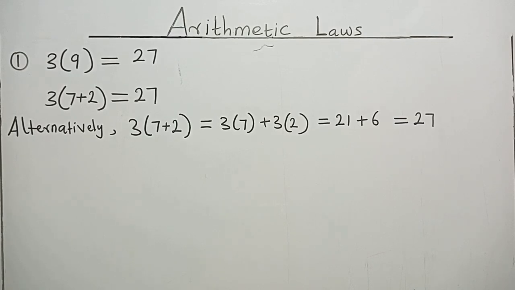And here it comes. It says, alternatively, 3 bracket 7 plus 2, which is this same number operation, this time around is equal to 3 times 7, then plus 3 times 2. So we have used 3, which is a common coefficient, to multiply the contents of the bracket. That is 3 multiplying 7, and later 3 multiplying 2. See the results here. So 3 times 7 is 21, and 3 times 2 is 6. 21 plus 6 is equal to 27. The same answer we got when we multiplied 3 by 9 straight away.